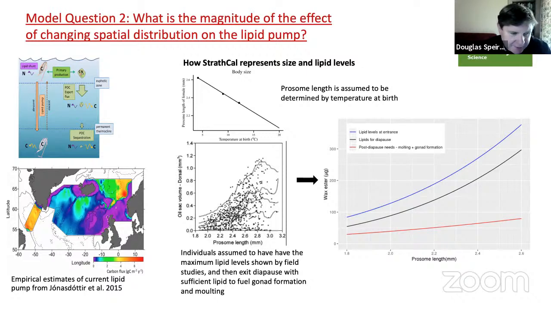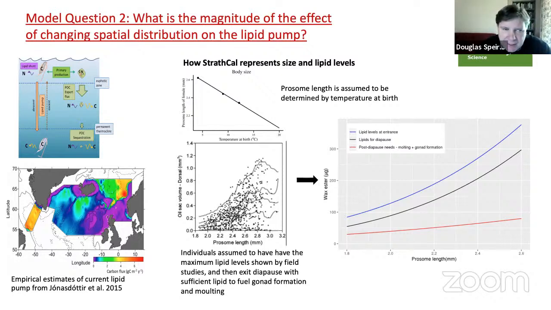The figure in the bottom left are empirical estimates of the lipid pump from the Jónasdóttir et al. paper in 2015, in the Proceedings of the National Academy of Sciences. And the carbon fluxes predicted per square meter per year are of the order of five grams of carbon per square meter per year. So very substantial and comparable to particulate organic carbon flux.